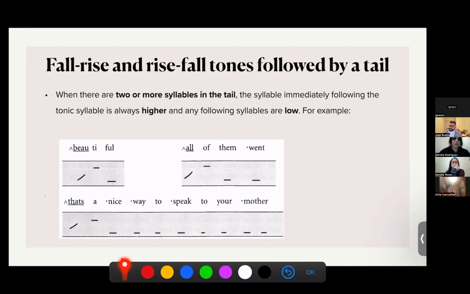Okay. So try again. That's a nice way to speak to your mother. Yes, that's better.